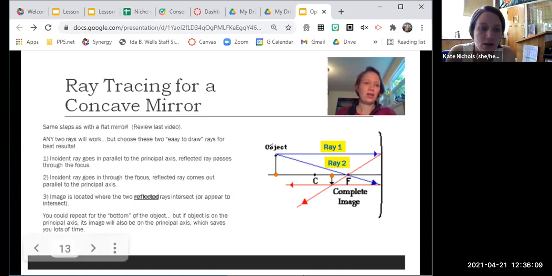So for a concave mirror, if this is my object right here, it's spitting out light rays in all directions, and I could pick any two.